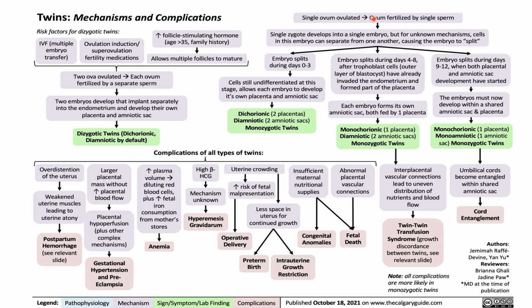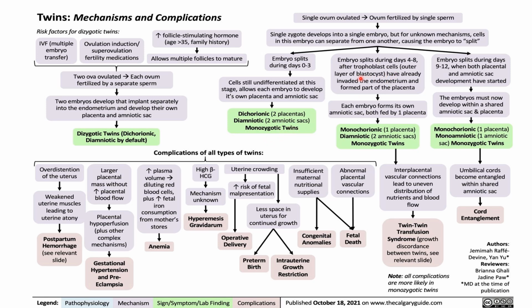So where you have a single ovum fertilized by a single sperm, a single zygote develops into a single embryo, but for unknown reasons the cells split in the embryo and separate from one another, forming two embryos. When the split occurs from day 0 to 3, the cells are undifferentiated at this stage, and it allows each embryo to develop its own sac and its own placenta, meaning you'll have two chorions and two amniotic sacs, that is dichorionic diamniotic, and this will be monozygotic twins.